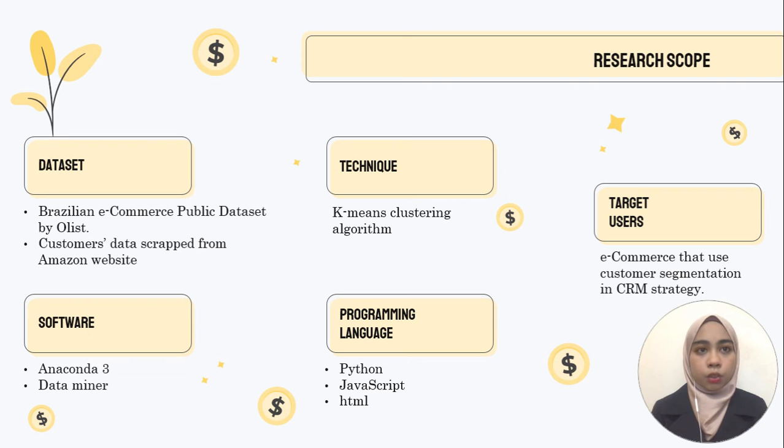For the research scope, there are two different datasets that will be used in the research. The first one is the Brazilian e-commerce public dataset by Olist that will be retrieved from the Kaggle website. The second dataset is customers' data that will be scraped from the Amazon website. So the first dataset is used as a benchmark to observe the result of the prototype, whereas the second dataset is used to apply the created prototype. But this time I will be using the second dataset.